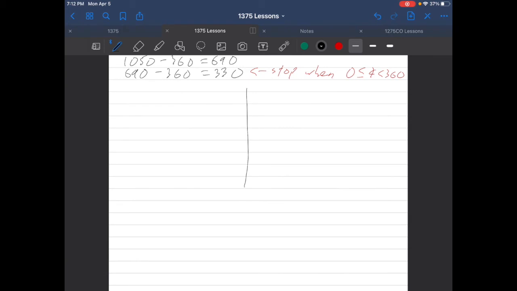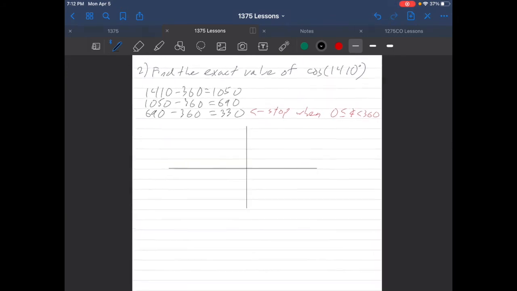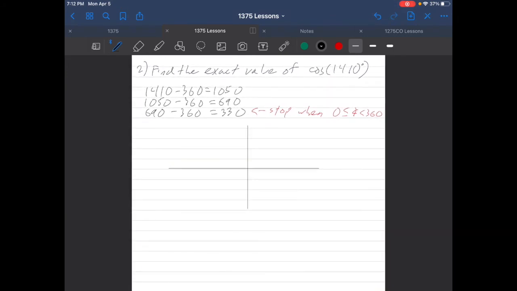This is where coterminal angles come into play. When you are given an angle that is above 360, or if you are given an angle that is less than 0, you can always either subtract 360 in our case, or if it's less than 0, you can add 360 until you find a coterminal angle that's between 0 and 360.